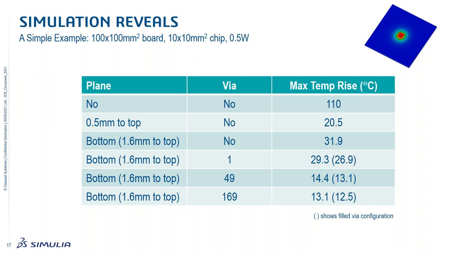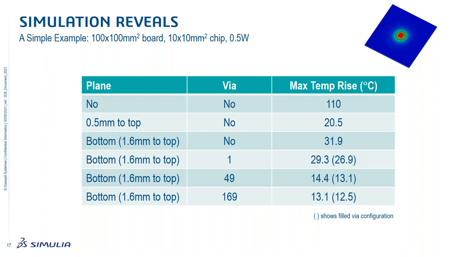And you can see if you move the plane to the bottom of the board, far away, 1.6 millimeter to the top, the temperature becomes 30, 32-ish. That's not bad for just adding a plane. By adding a single via, the temperature dropped another 2-3 degrees. That's not bad for a single via. What if you add a 7x7 array underneath the chip? You drop to 14. And then what if you add even more, 169, a 13x13 array? You drop to 13.1.